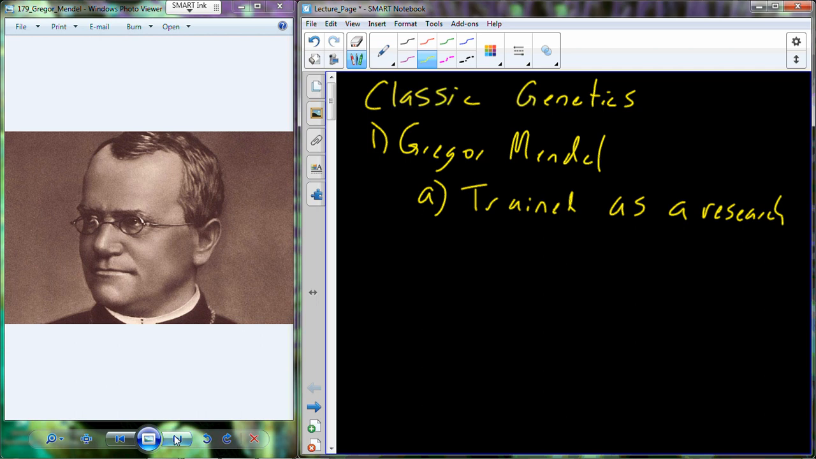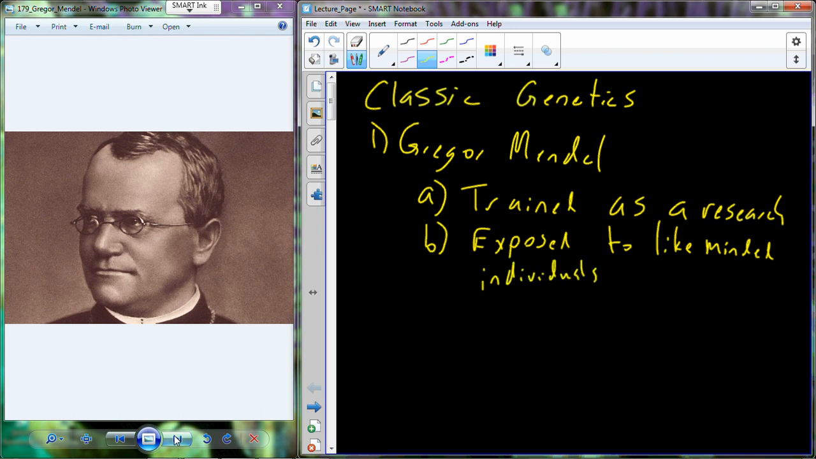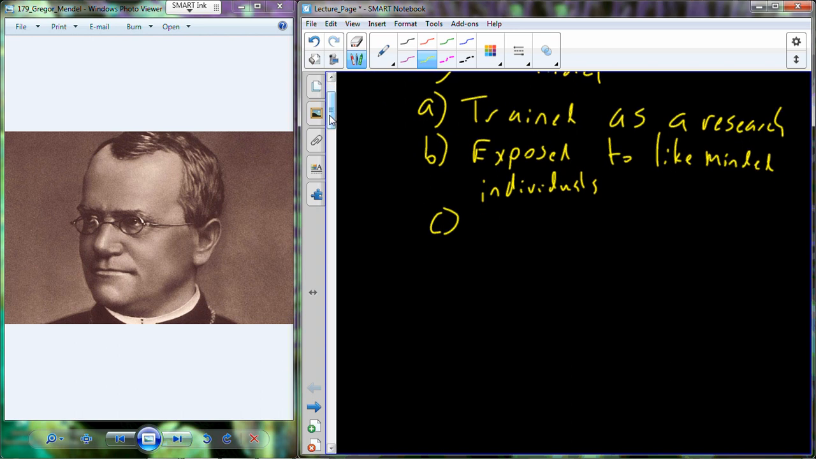So, Gregor Mendel was trained as a researcher, but he was also a monk. He lived in a monastery. And through his training as a researcher, he was exposed to like-minded individuals. And so not only did he get that training and exposure that helped him to cultivate his own training, he had opportunities in the garden at the monastery.